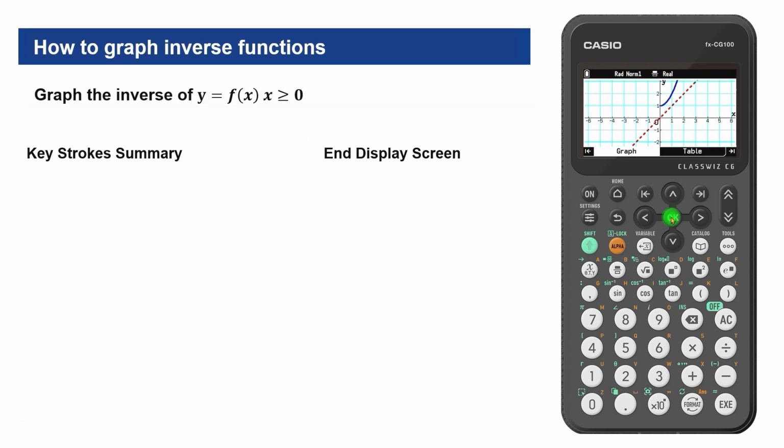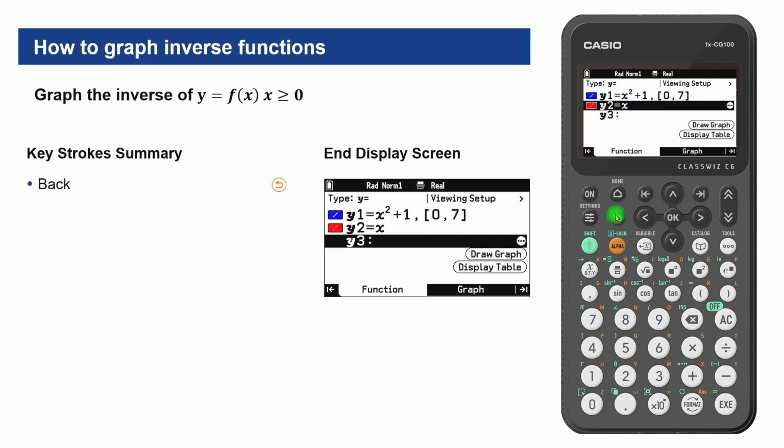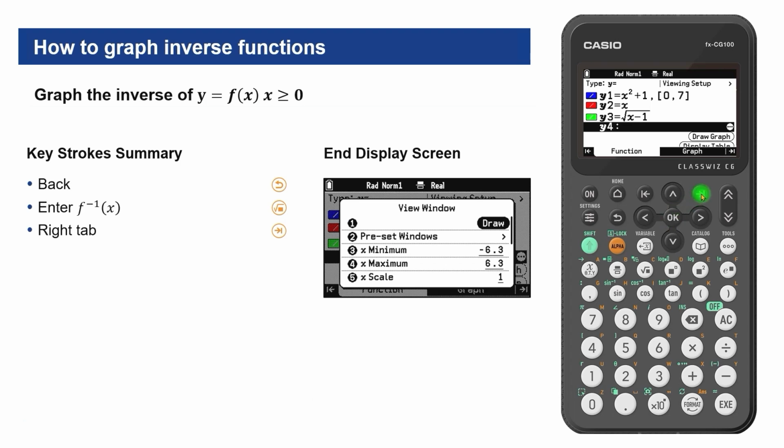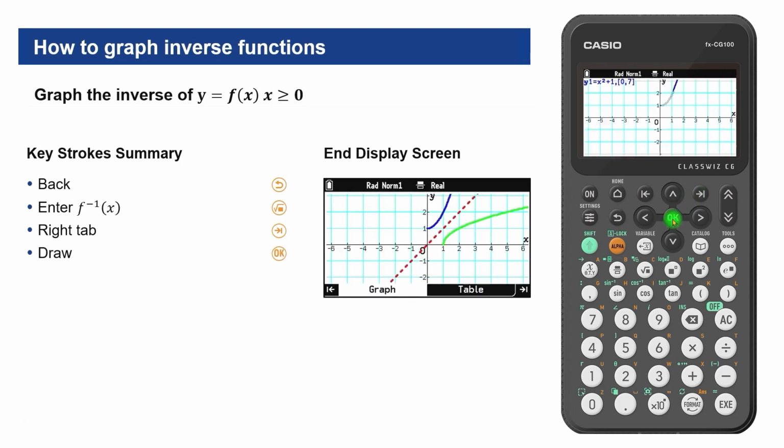The inverse function of the restricted mapping can now be entered directly after determining it algebraically. Return to Function and enter the square root inverse. Notice that the restricted domain of x greater than or equal to 1 is not necessary, as it is applied automatically. Right tab and Draw to sketch the inverse.